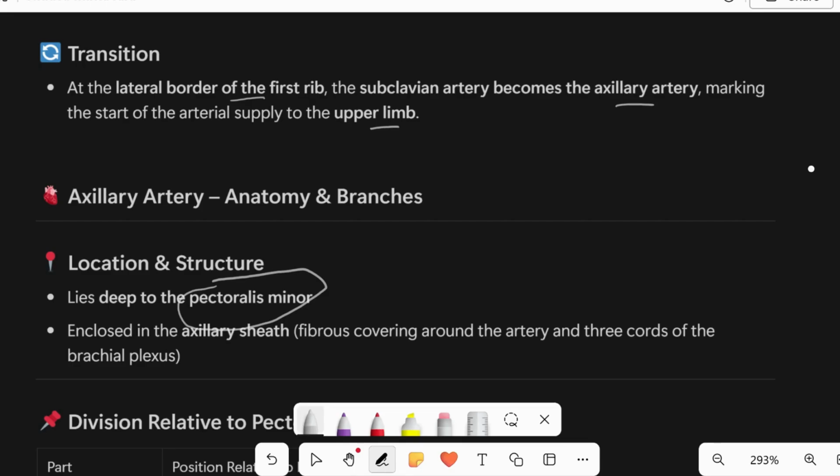So I will explain this with a diagram. For example, this is the axillary artery. The pectoralis minor muscle will divide it into three parts: the first part, second part and the third part. And this is between the lateral border of the first rib and the lower border of teres major muscle. So these are the landmarks for dividing the axillary artery. The first part of the axillary artery is going to give one branch, the second is going to give two branches, and the third is going to give three branches, which I will explain in a table right now.